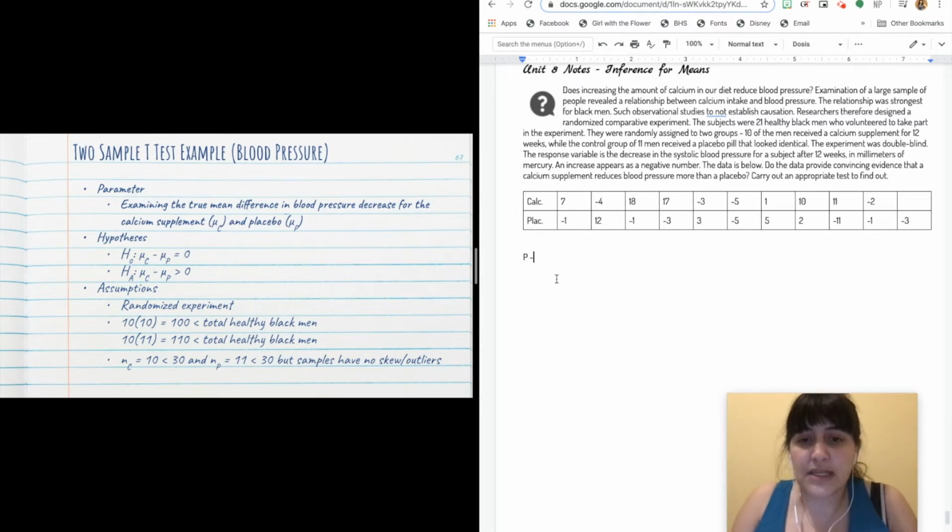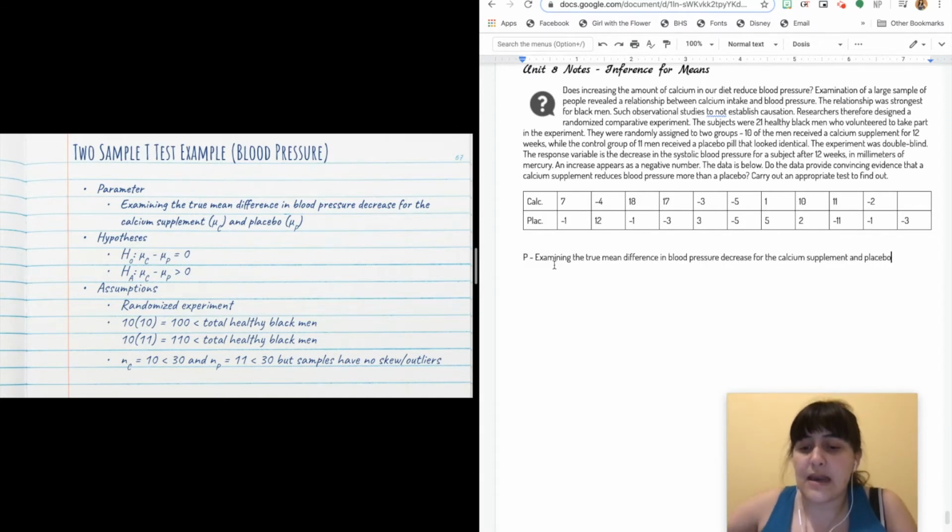So for my P step, my phantoms, my parameter is we are examining the true mean difference in blood pressure decrease for the calcium supplement and placebo. And in this case, let me switch to my pen. Again, you want to make sure, like I said in the last video, please, please, please make sure that you are identifying your variables. Okay.